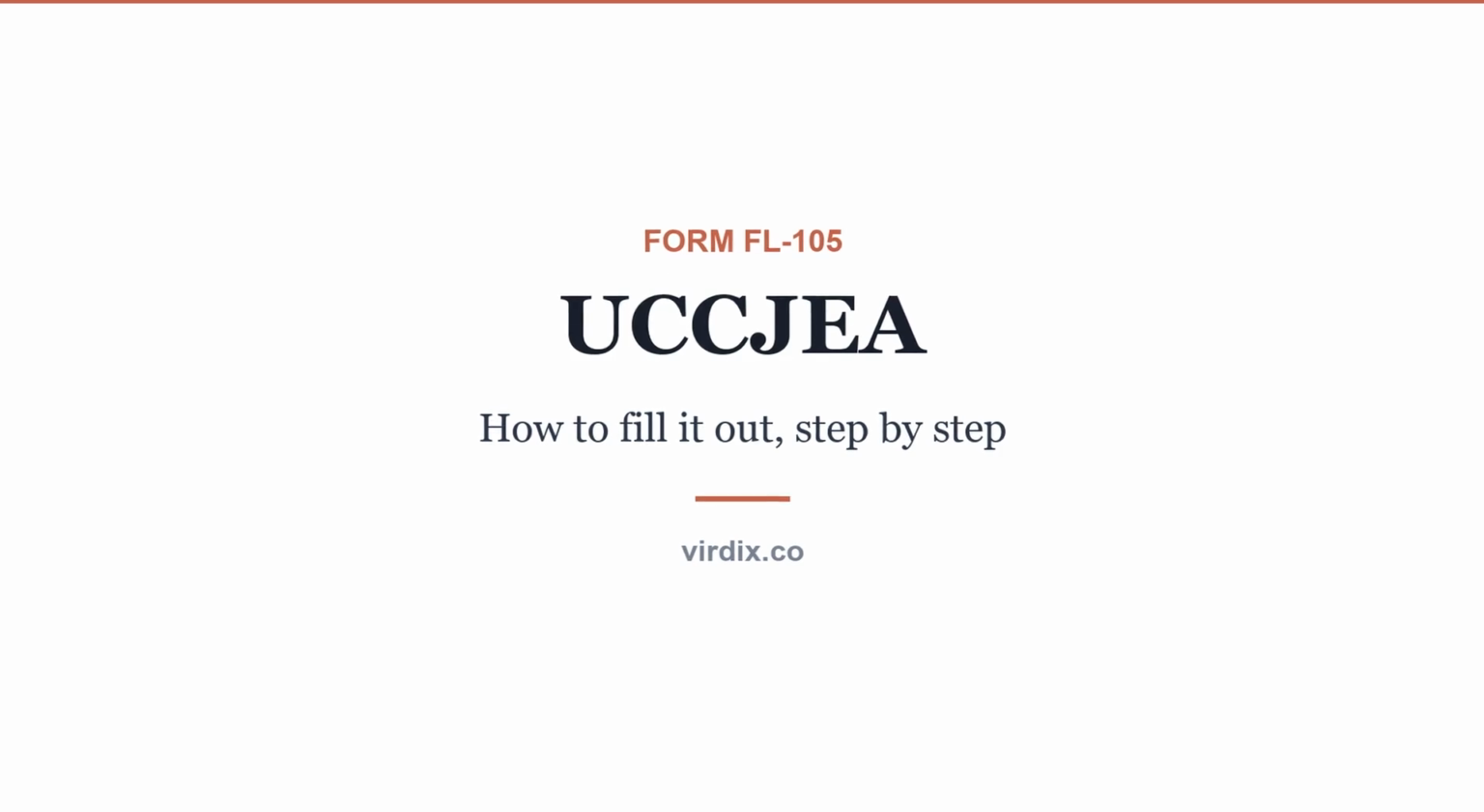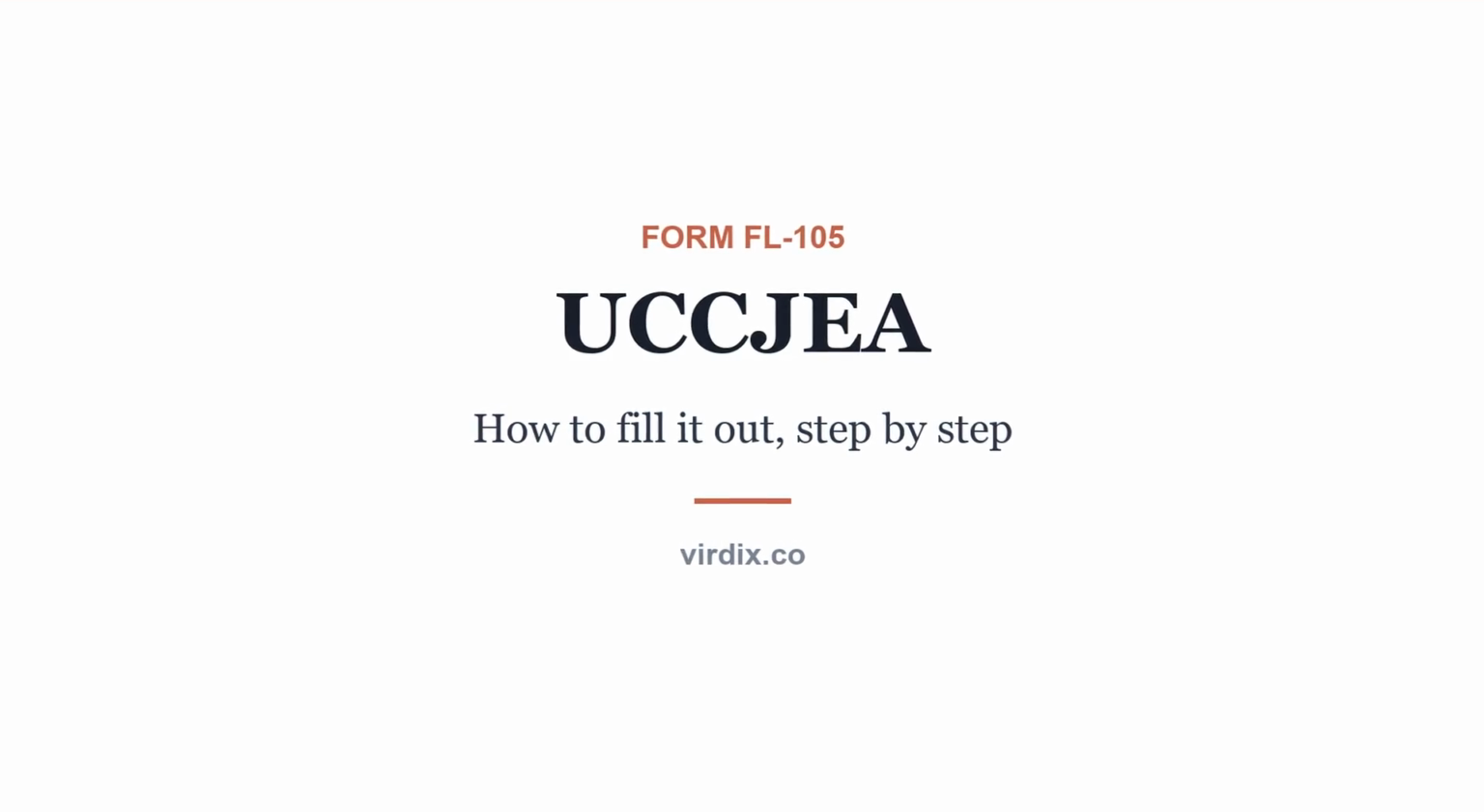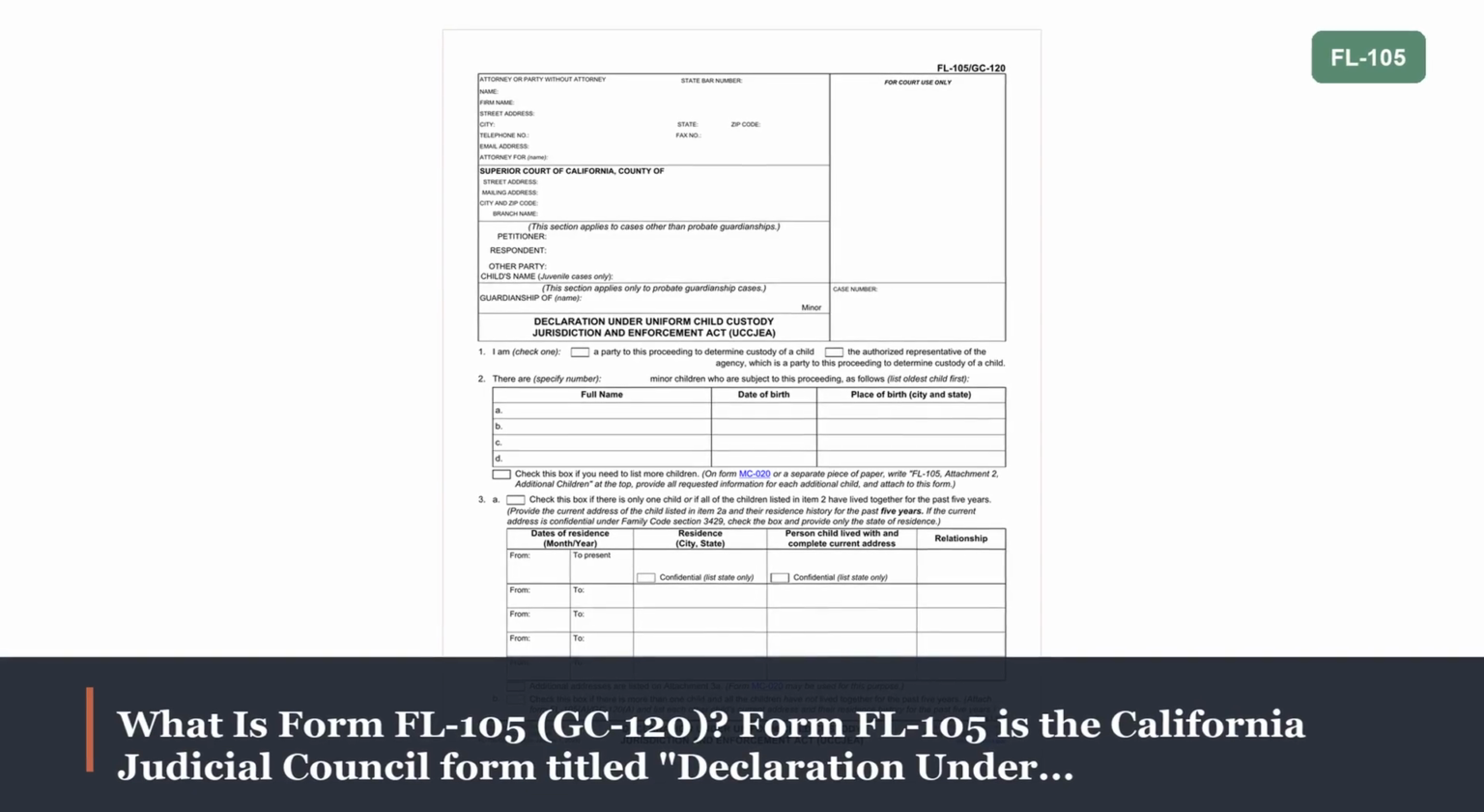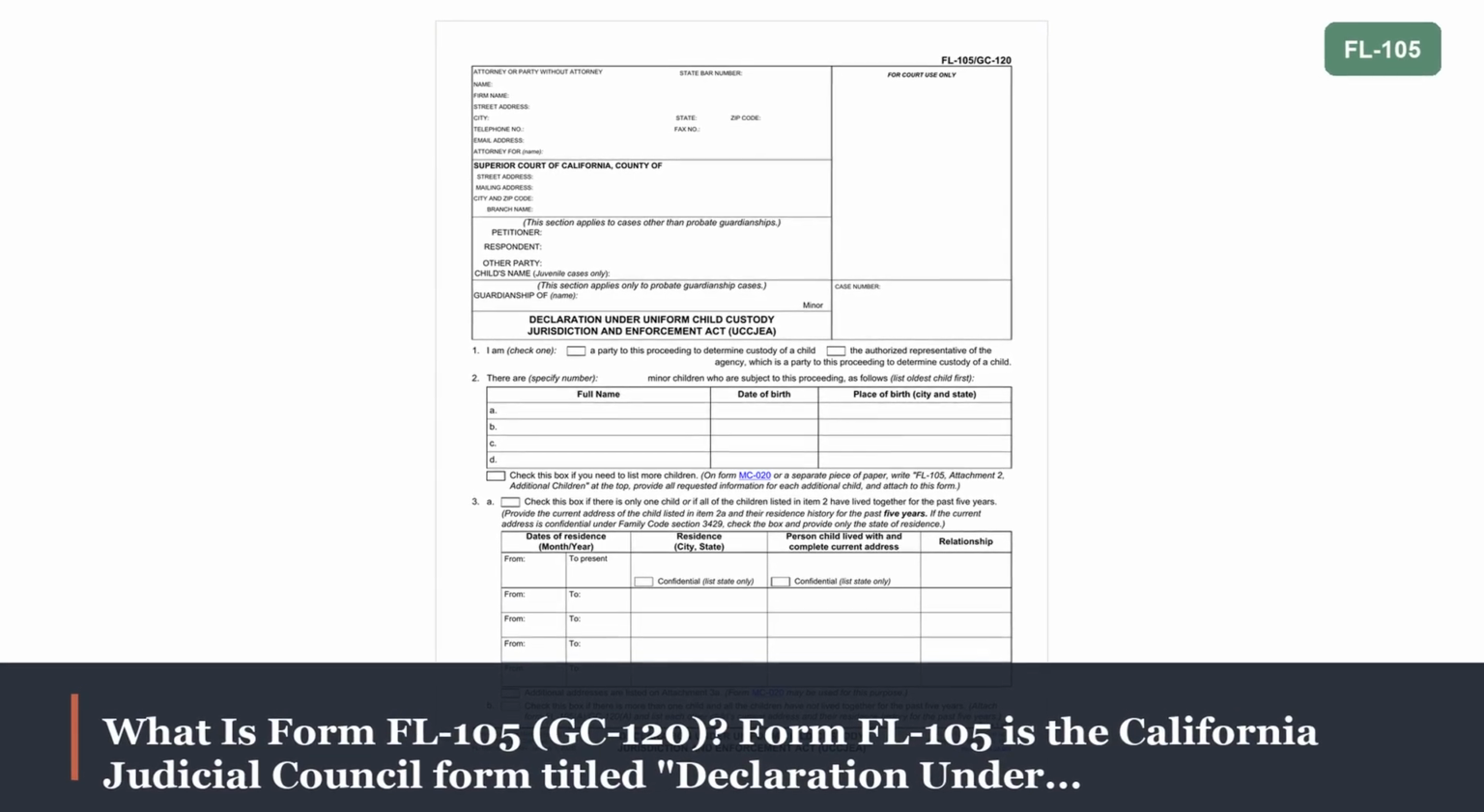A section-by-section walkthrough of California Form FL-105 GC-120, the UCCJEA declaration required whenever a family law case involves minor children, including residence history, other custody cases, and common mistakes to avoid. What is Form FL-105 GC-120?